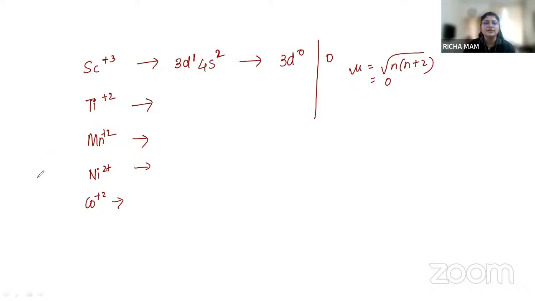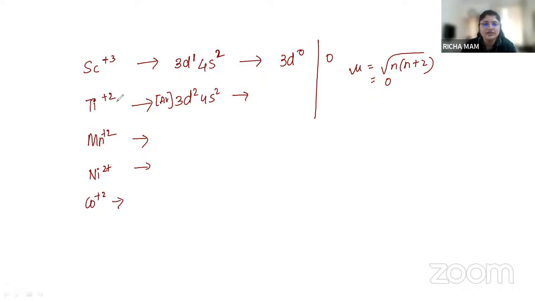Yes, titanium. What is the electronic configuration for titanium? It is 3d2 4s2, that is argon 3d2 4s2. We are interested in the outermost electrons. So we'll take this 3d2 4s2.